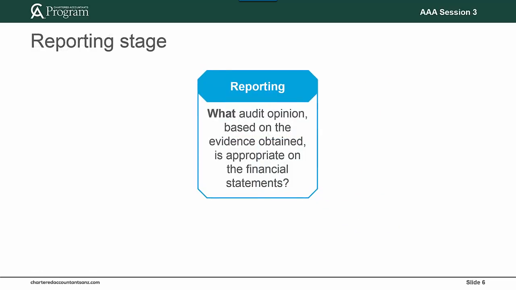So at this stage of the audit process, the auditor is essentially addressing the question as to what audit opinion is appropriate on the financial statements based on the evidence obtained. We'll also later discuss the difference between an audit opinion and an audit report, which can also be impacted depending on the evidence obtained.